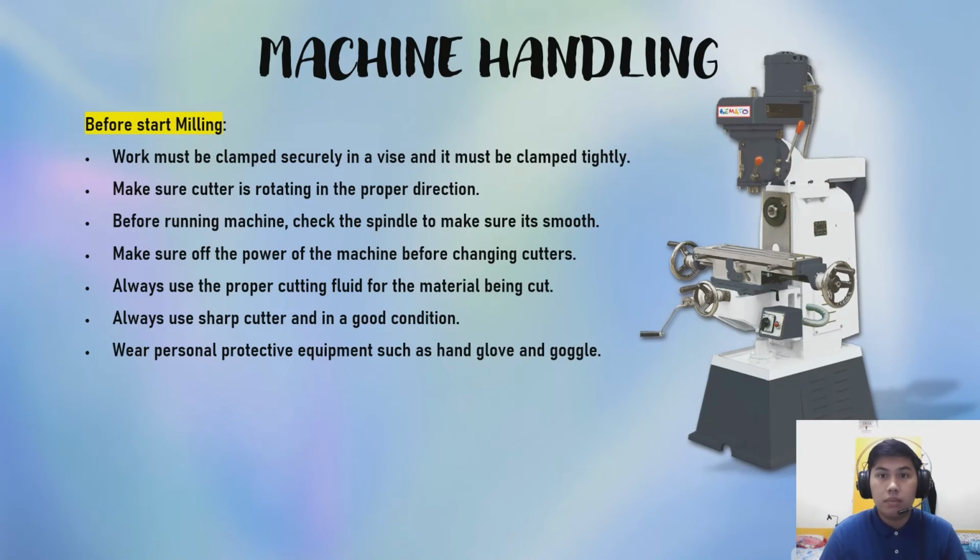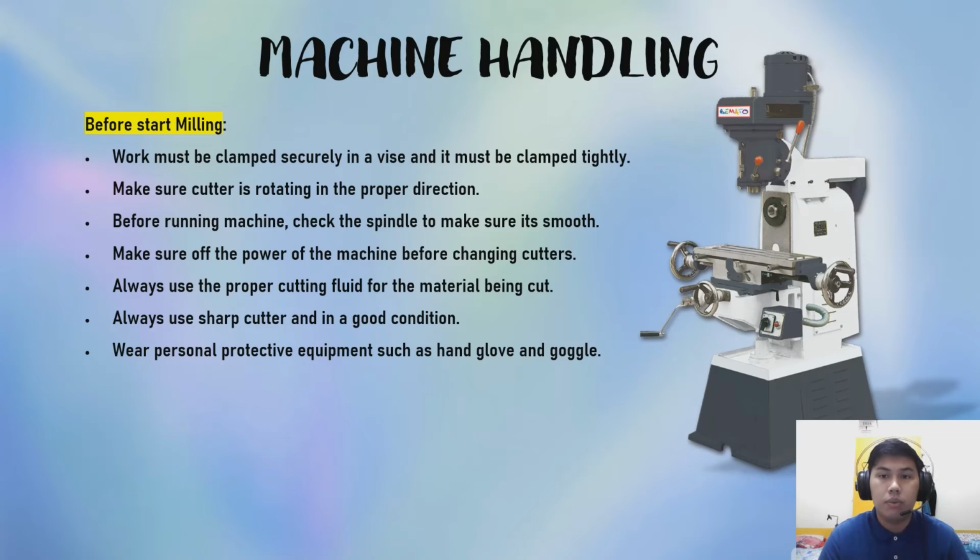The first part is about machine handling. There are three parts for the milling process, which are before we start milling, during, and after the milling process. Before we start milling, we must clamp our work securely and tightly in a vise. We also need to make sure the cutter is rotating in the right direction.